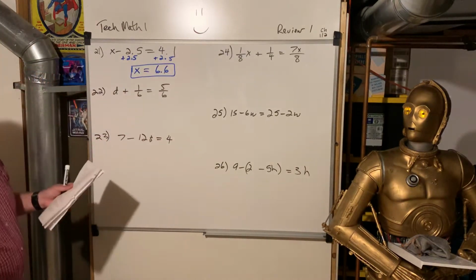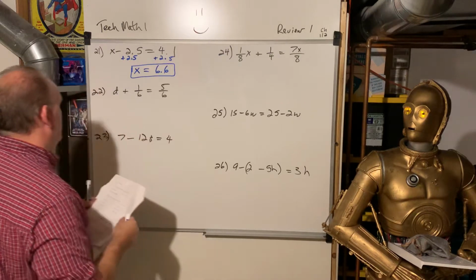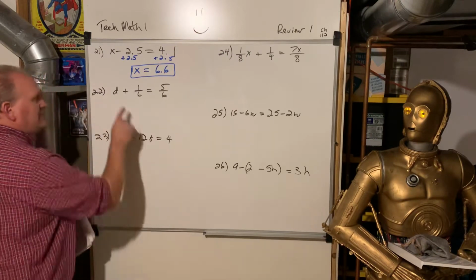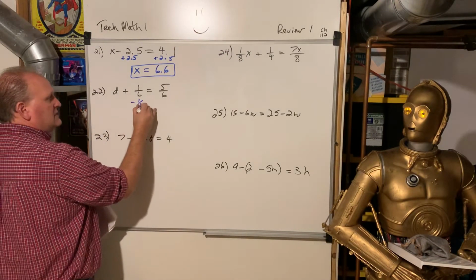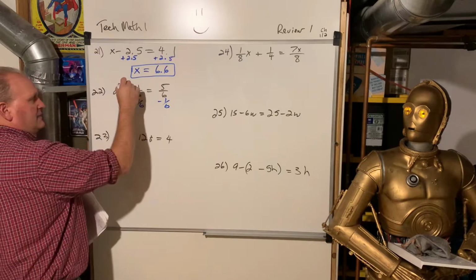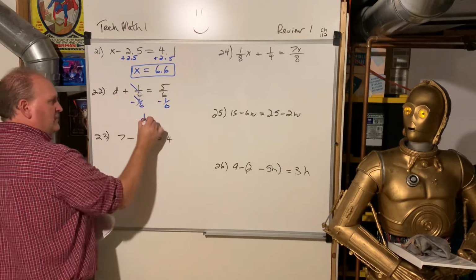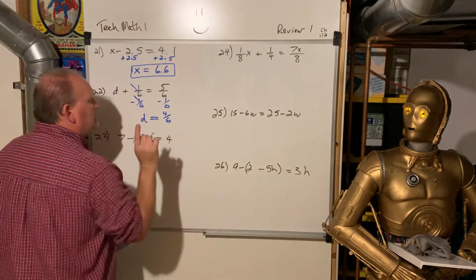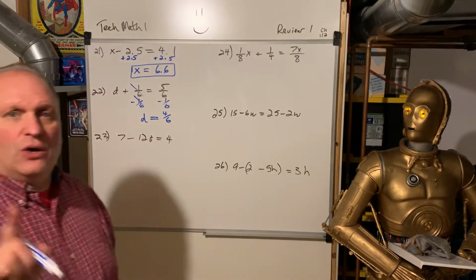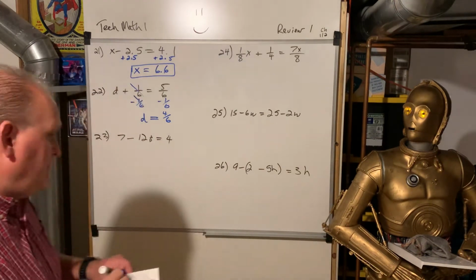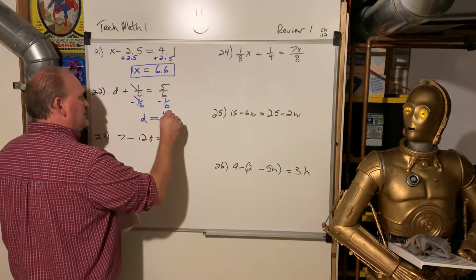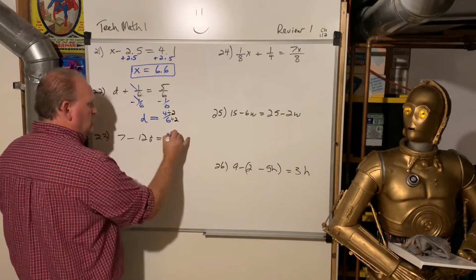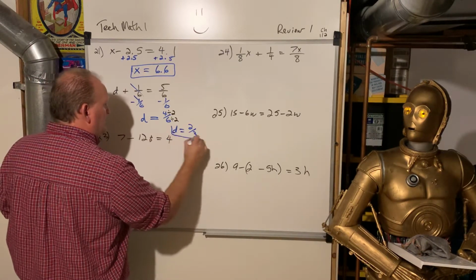All right, this one. d plus 1/6 is equal to 5/6, except I don't want d plus 1/6, I want just d. So I subtract 1/6 from both sides, and it goes away there. I have just d. I bring down the equals sign. 5/6 minus 1/6 is 4/6. Now see, this is not in lowest terms, because 4/6 can be reduced. So I have to divide the top by 2 and the bottom by 2. And so 2/3 is the answer in lowest terms.